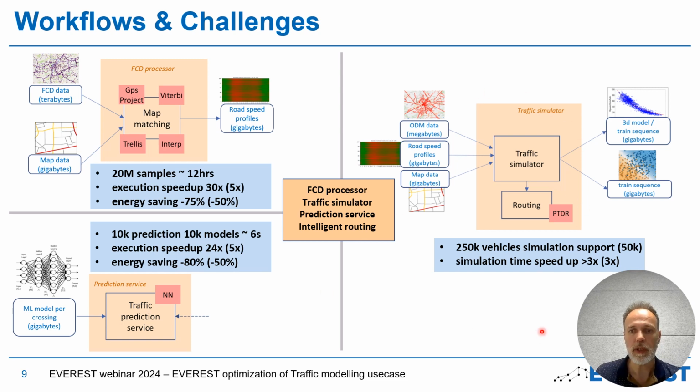With Traffic Simulator, we wanted to increase the scalability of the solution. So Traffic Simulator at the start of the project was able to execute in parallel 50,000 vehicles, while now it can execute more than 250,000 vehicles. And the simulation time speed up was supposed to be improved by 3x, and we reached that goal.